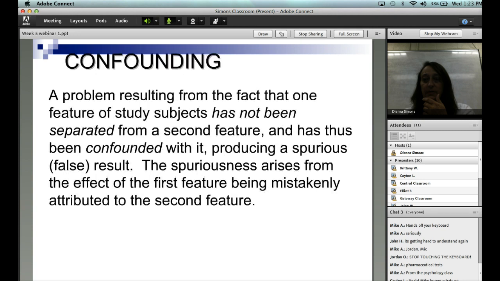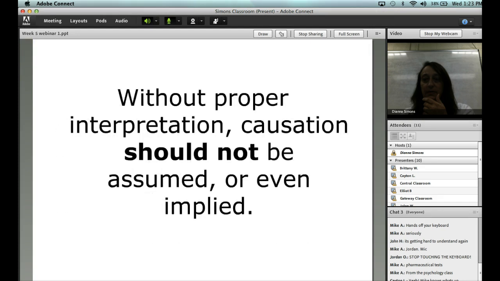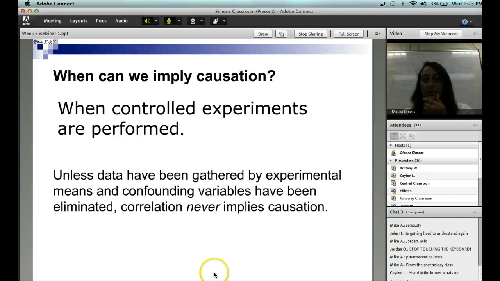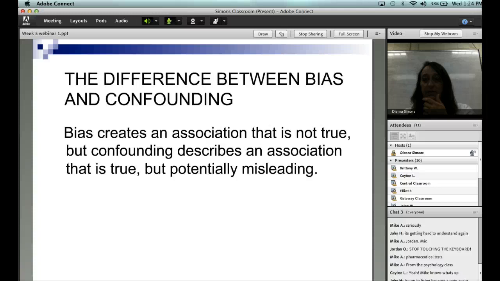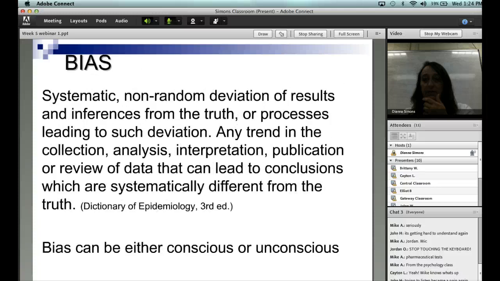Okay, this is gonna drive me crazy. So when we imply causation, when controlled experiments are performed... What phone is that? Is it your phone? Oh, I don't have a phone. It's not me. All right, guys, this is really annoying. You guys have your mics on?